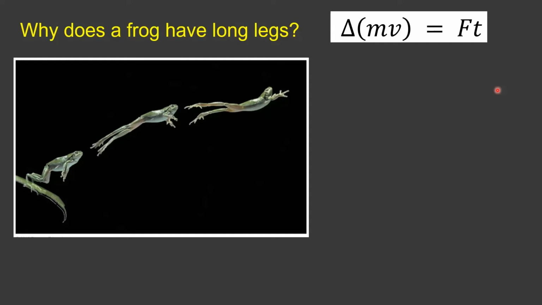Now, do you remember our frog friend? I asked the question, why does a frog have long legs? How would you answer this question now using our impulse-momentum relationship?